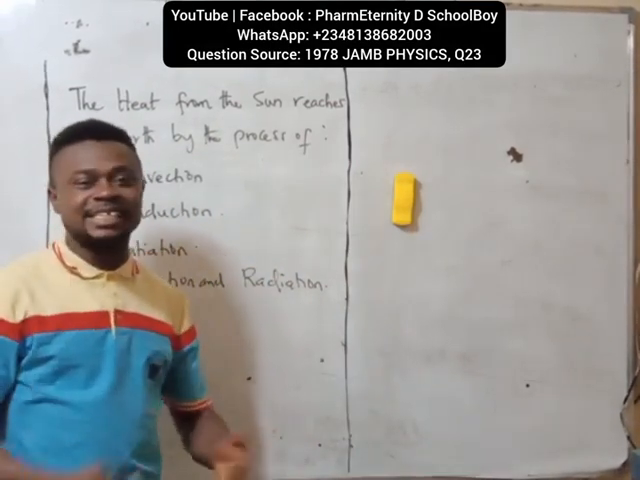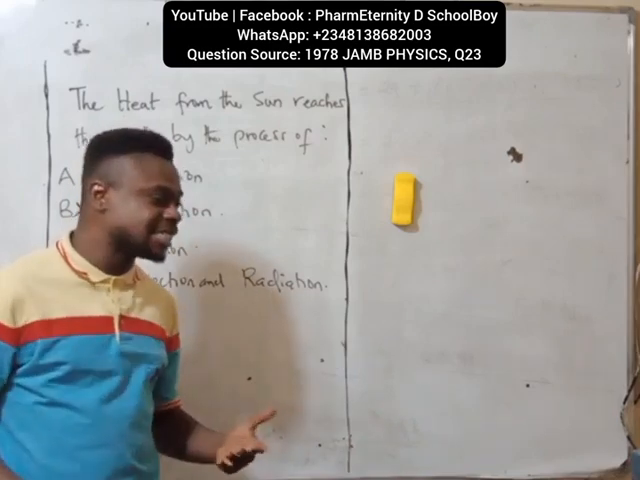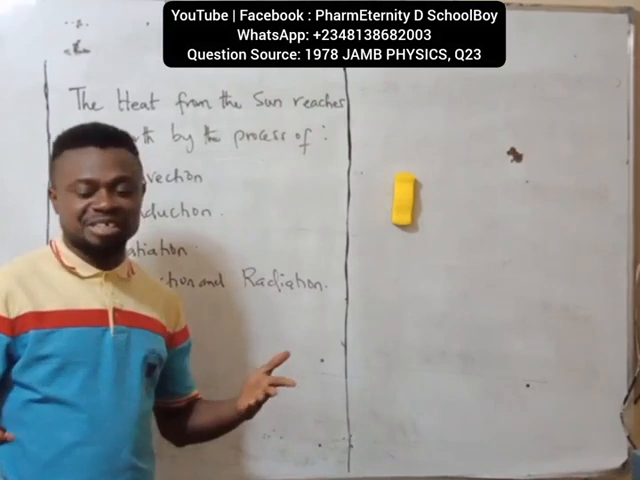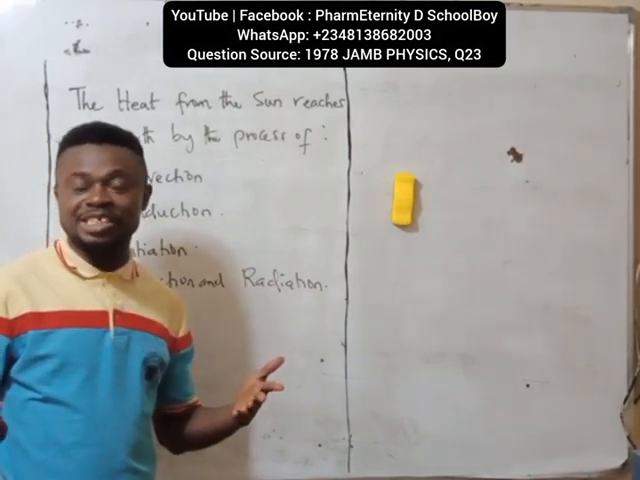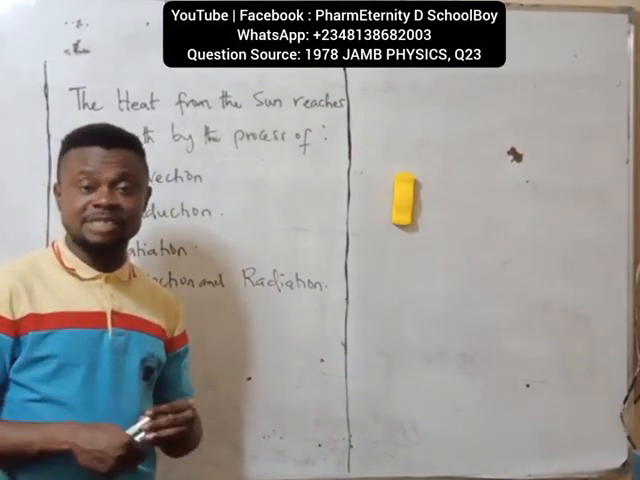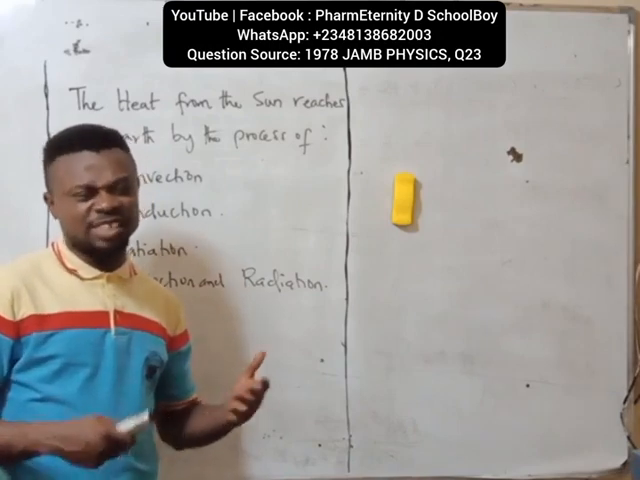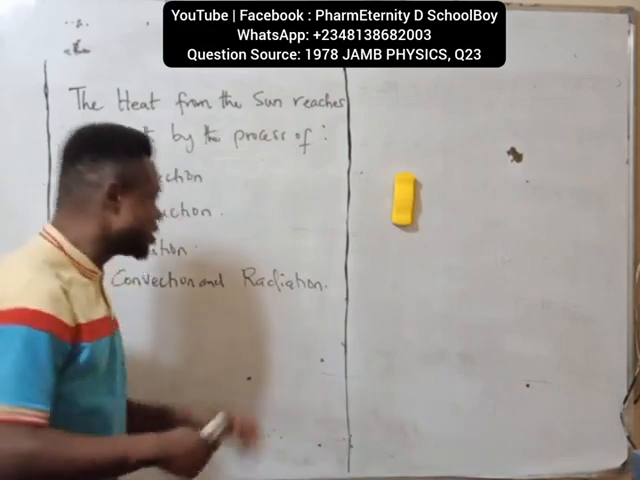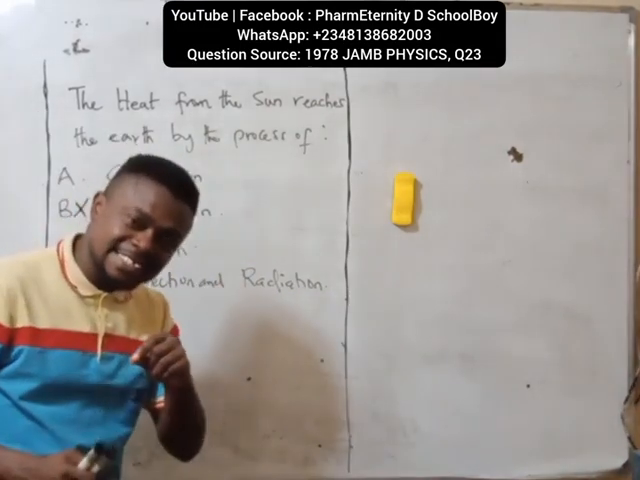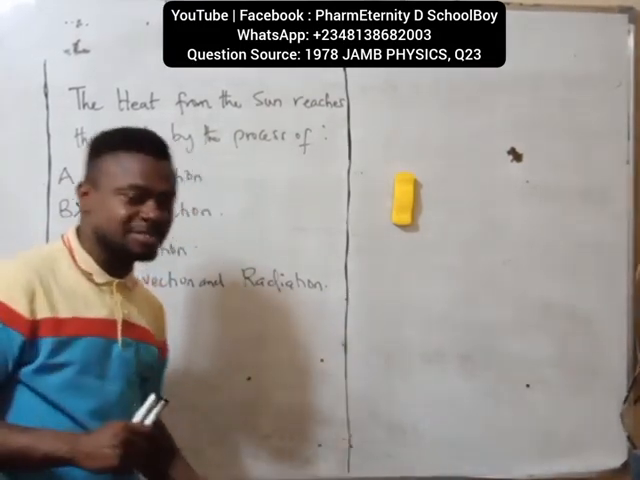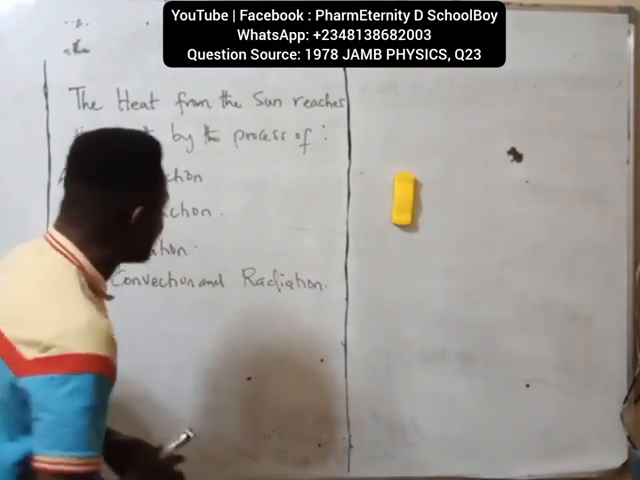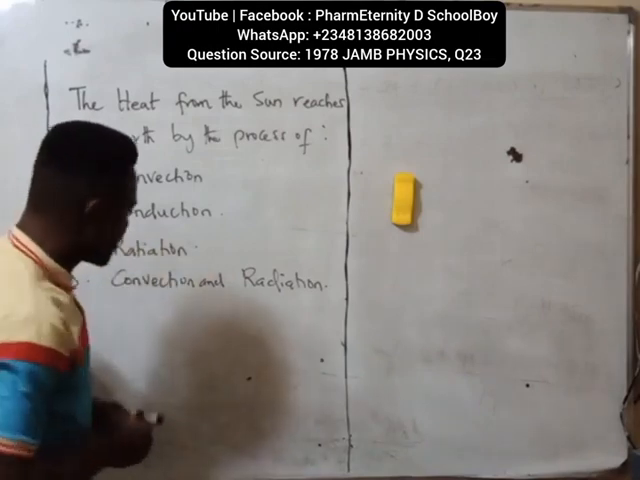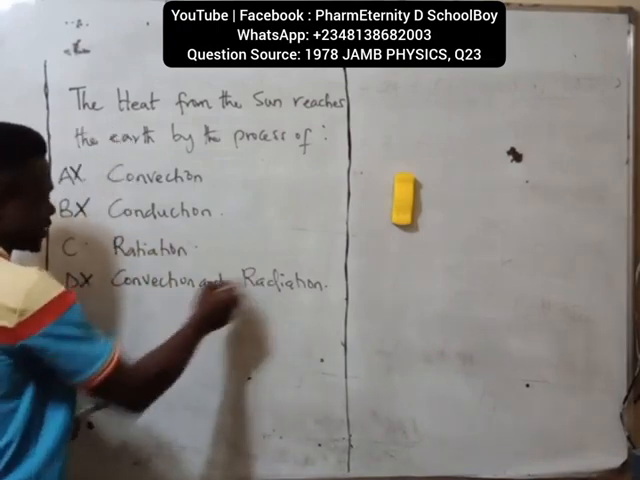This happens in land and sea breezes, in chimneys, in ventilation of rooms and what have you. Let us not go deep into that. But because there's movement of these particles, I will not choose convection. Neither will I choose the option combining it, because that is spoiled.